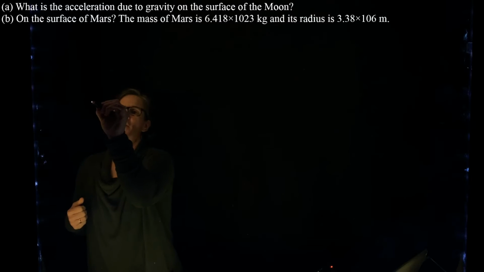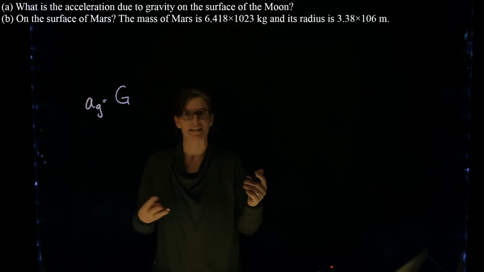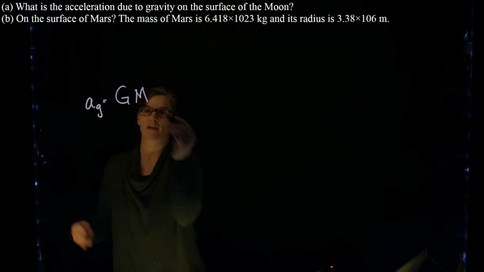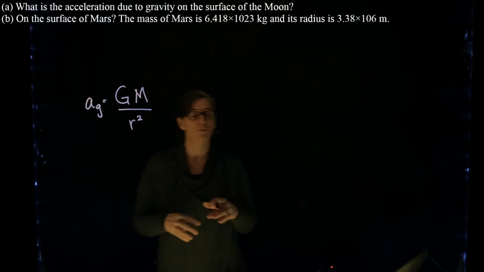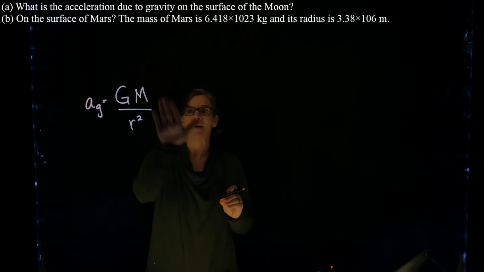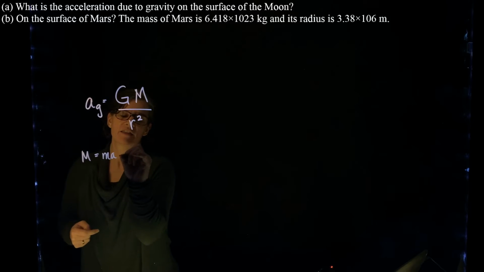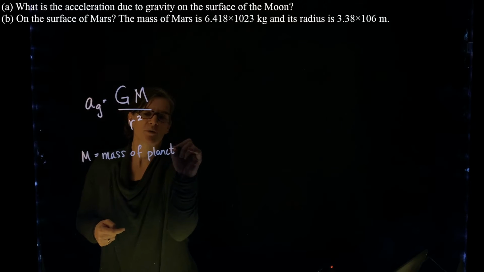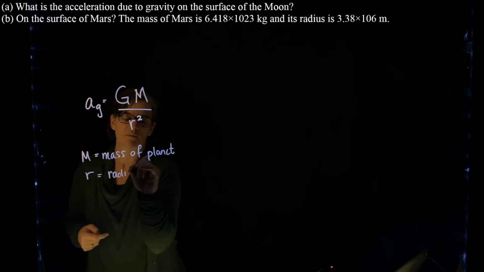And so we know that the acceleration due to gravity is equal to the gravitational constant G times the mass of the object that's causing the acceleration, all divided by the radius squared. So when we're dealing with planets, the mass of the planet is what we were relating to in terms of the acceleration due to gravity of that planet. And when we are talking about planets, that radius is the radius of the planet.